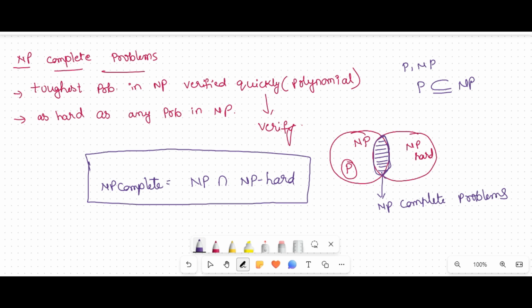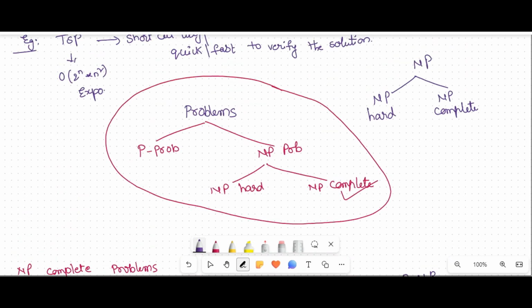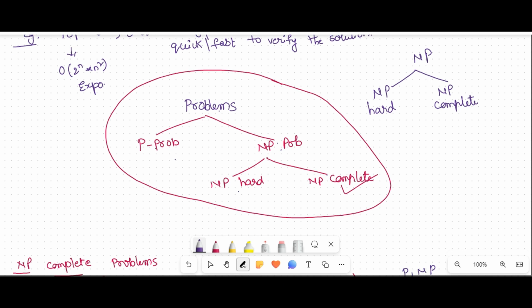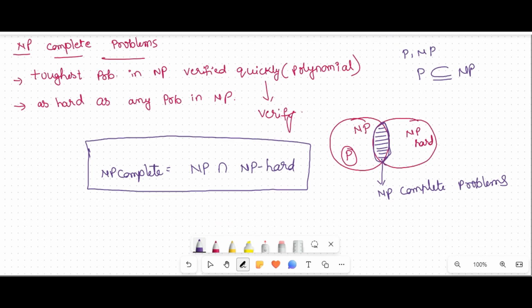Hope you understand, students. This is very important. Problems are of two types, P problems and NP problems. Again, NP problems are of two types, NP hard and NP complete, and the relation between all these problems is this one. So, very important. Hope you understand the concept of NP hard and NP complete problems.